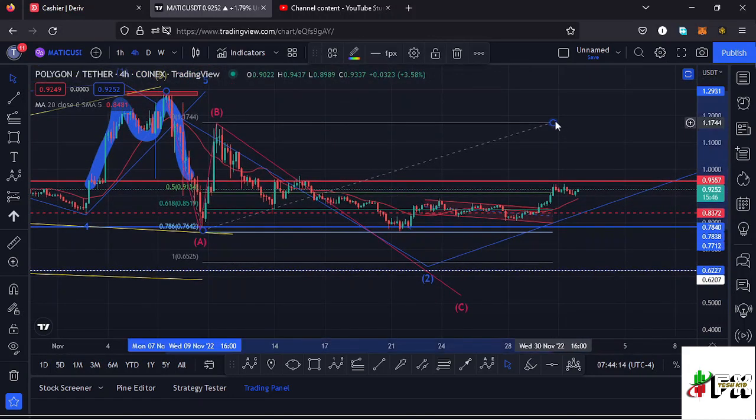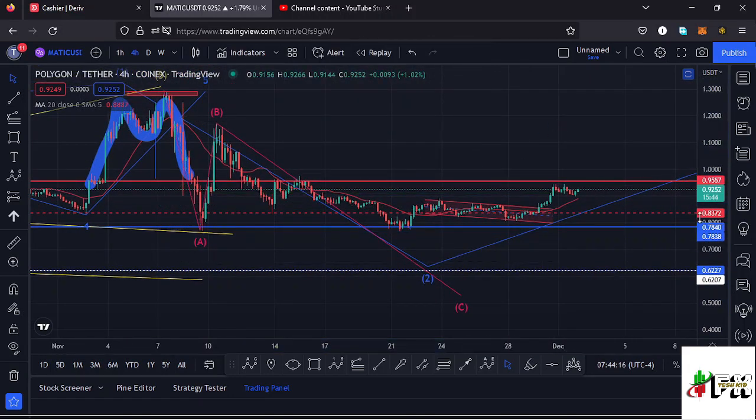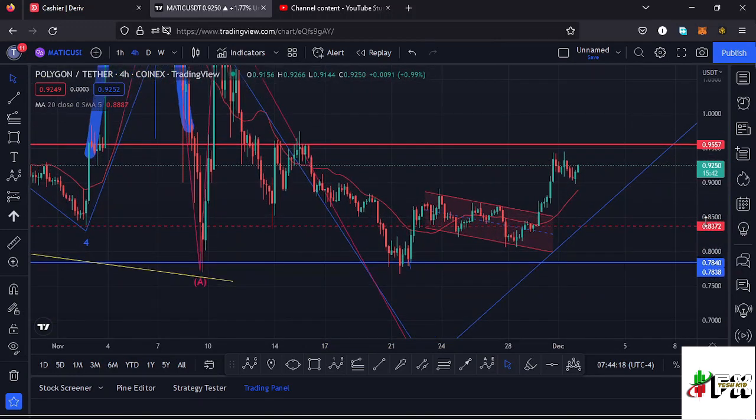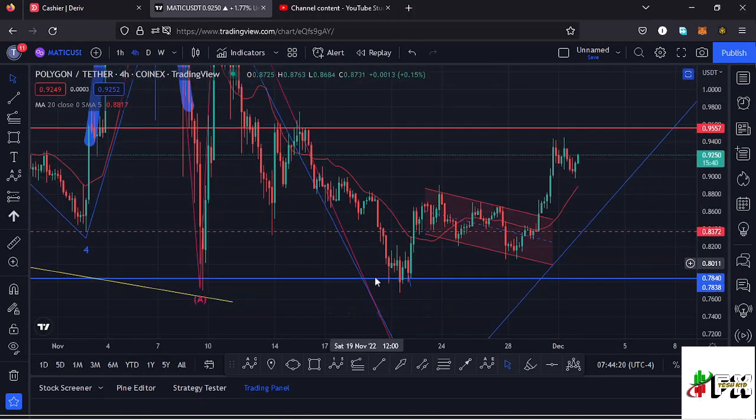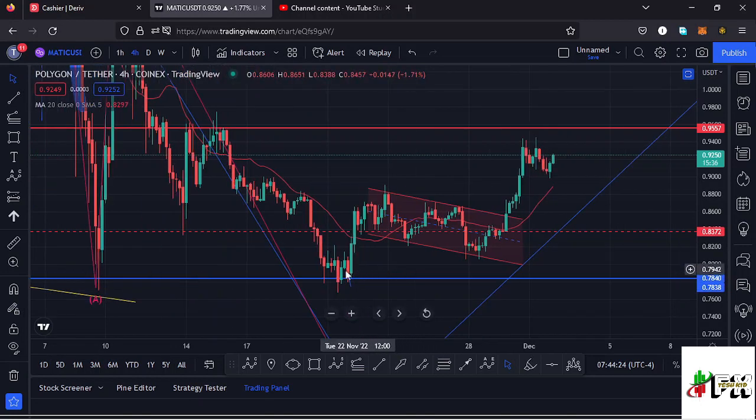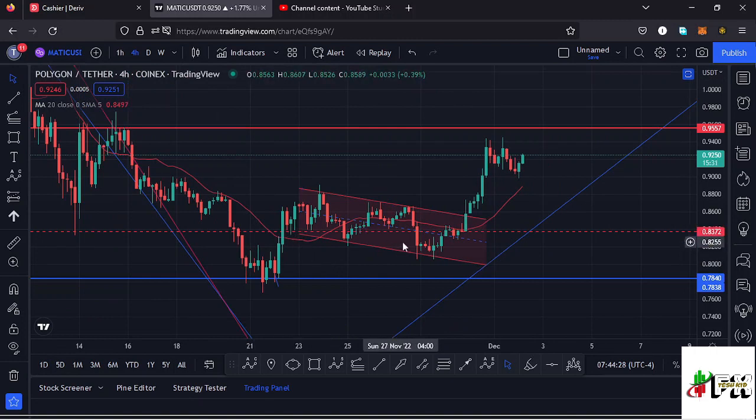And getting to the short-term scenarios that can play out here on the Polygon Matic chart, you can see after seeing this retracement back to the key area of support at around the $0.78 mark, we saw a bit of a bounce to the upper side, and in that movement we managed to be trading within this channel.